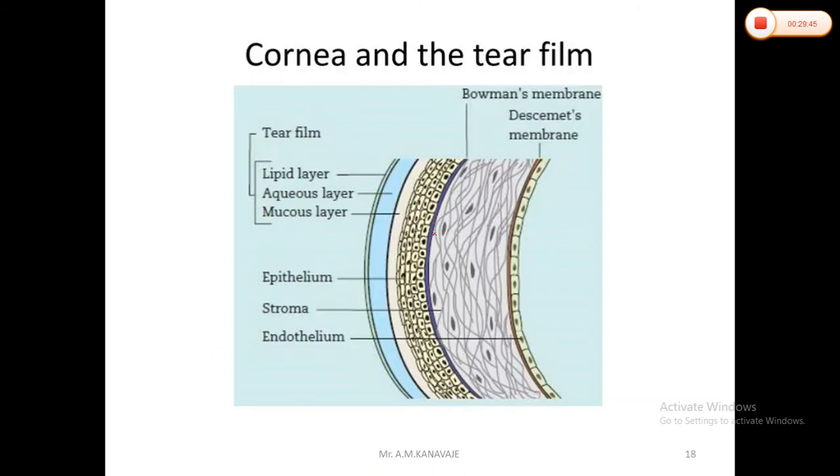The cornea and the tear film are made up of different biomembranes. First is the tear film, then the epithelium, the stroma, then Bowman's membrane, and the Descemet's membrane. And the last one is the endothelium. We'll discuss that one by one in detail.